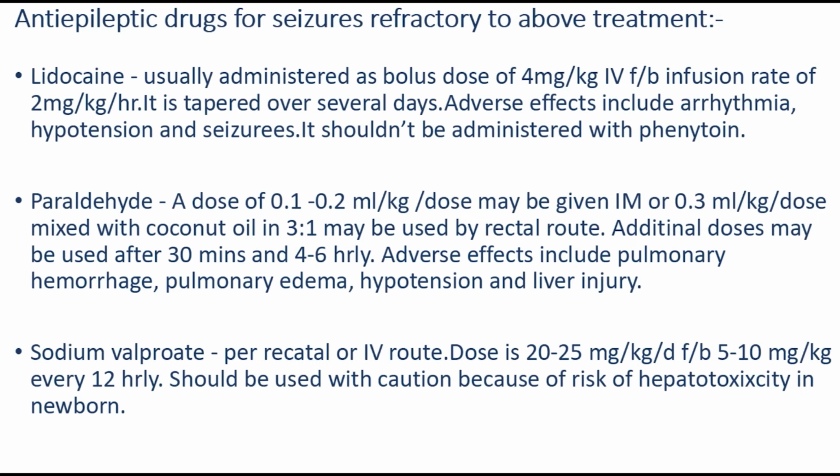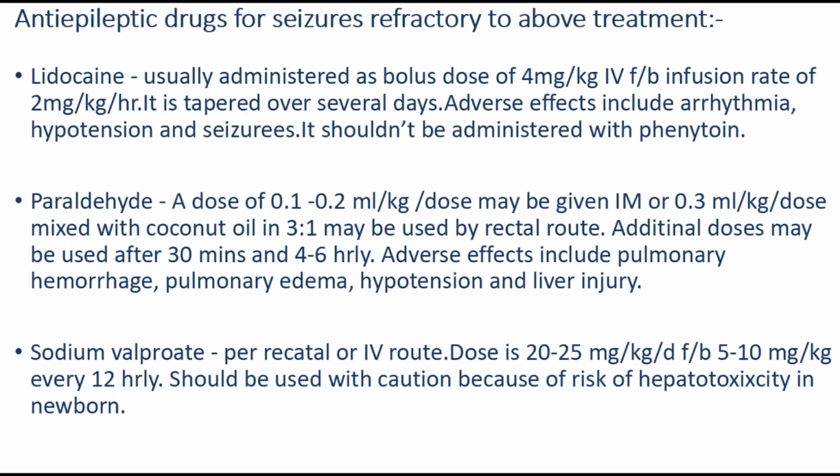Adverse effects include arrhythmia, hypotension and seizures. It should not be administered with phenytoin. As I said previously, paraldehyde, a dose of 0.1 to 0.2 mg per kg per dose may be given IM or 0.3 ml per kg per dose mixed with coconut oil in 3:1 ratio may be used by rectal route. Additional dose may be used after 30 minutes and 4 to 6 hourly. Adverse effects of paraldehyde include pulmonary hemorrhage, pulmonary edema, hypotension and liver injury.